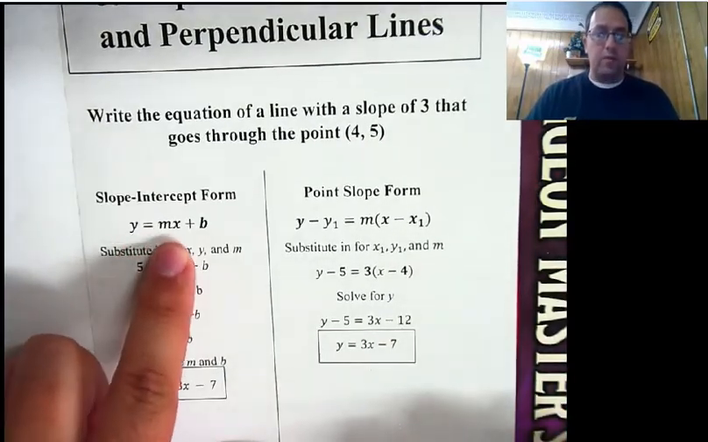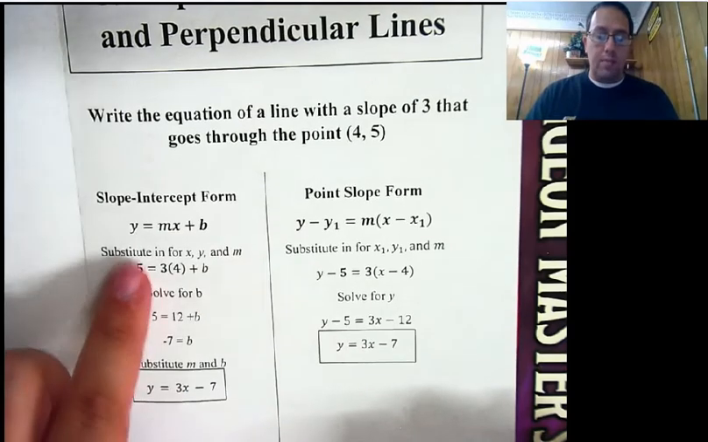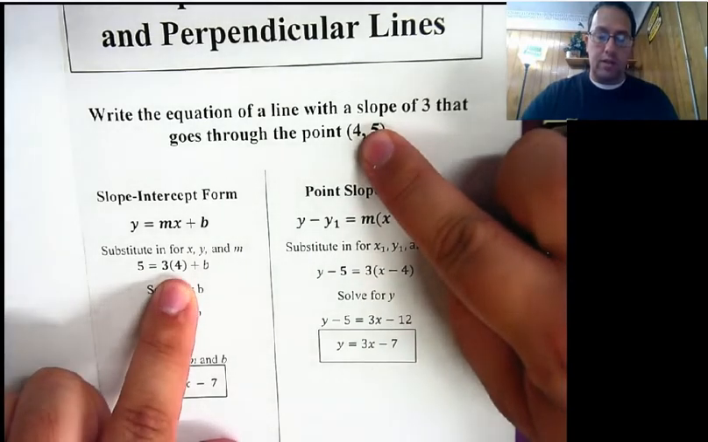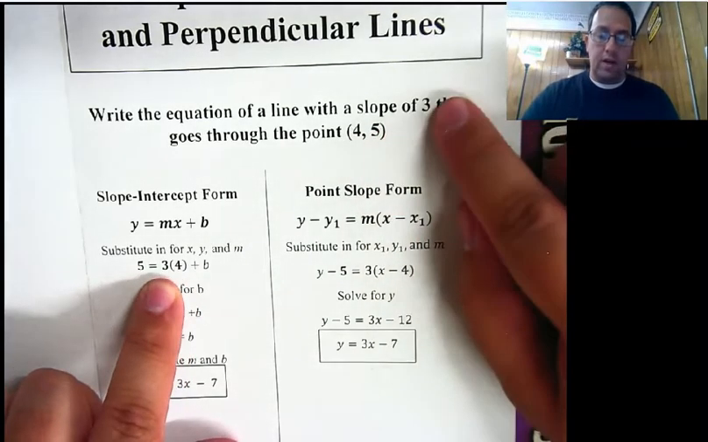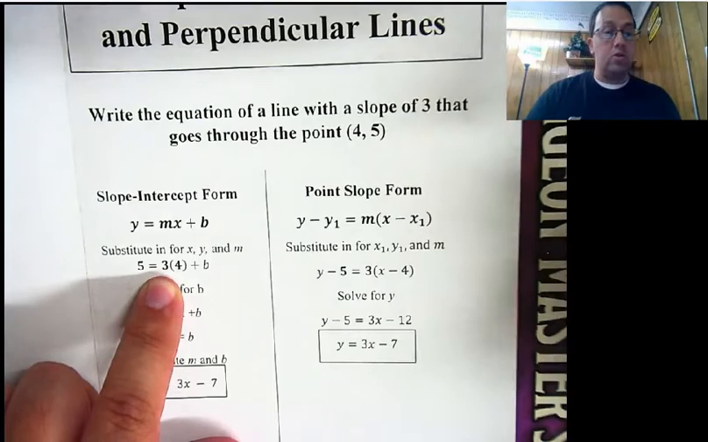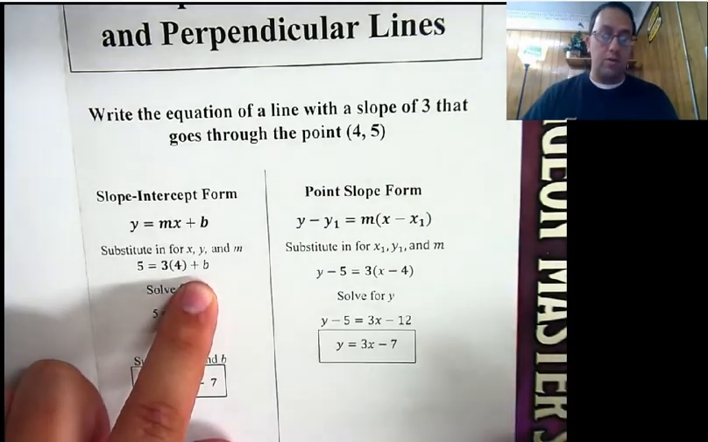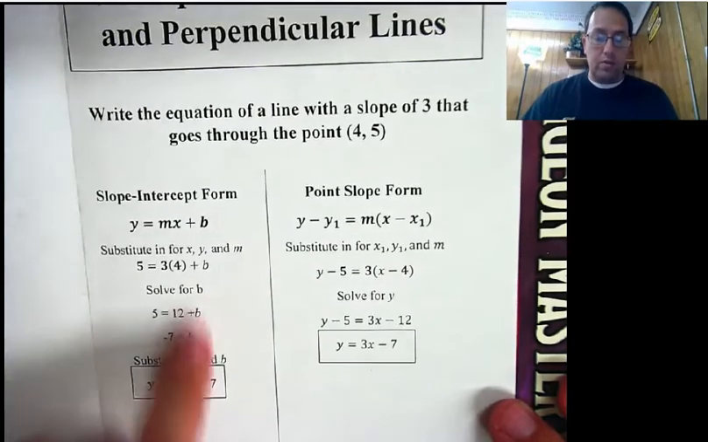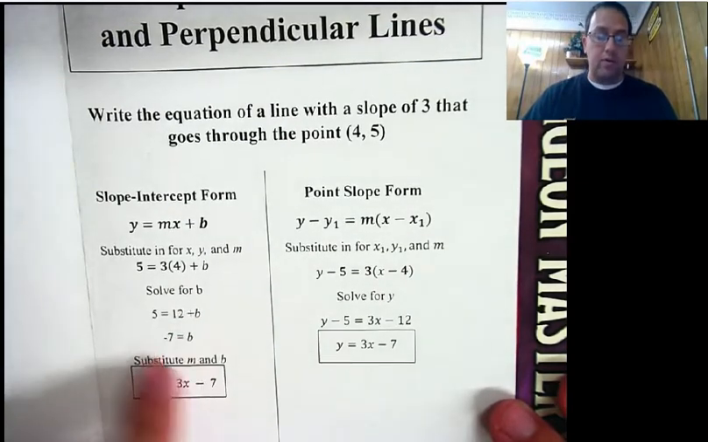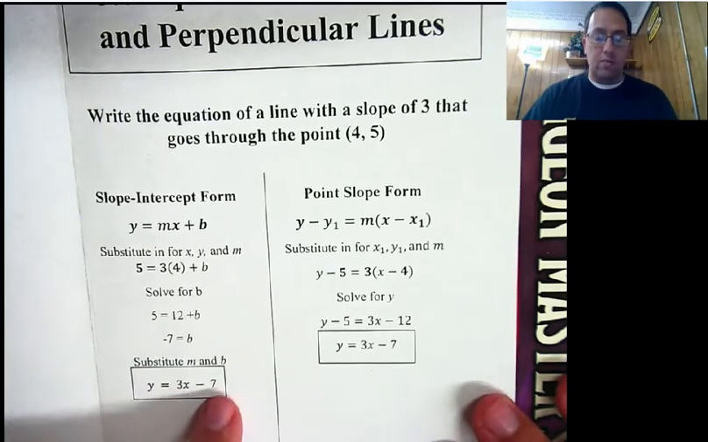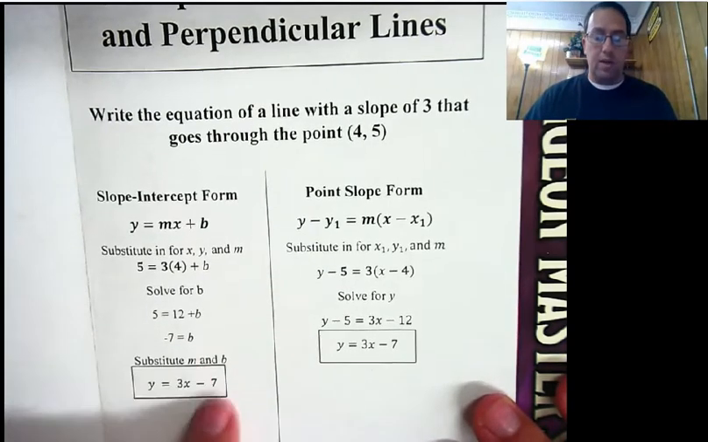Slope-intercept form, y equals mx plus b. Basically what we do is substitute in for x, y, and m. So x is 4, y is 5, m is 3. M is your slope, remember. So you just plug in for that, and you solve for b. What is the y-intercept? So 3 times 4 is 12. Subtract your 12 from both sides. B is negative 7. Then you plug in slope and y-intercept, your b, and y equals 3x minus 7.